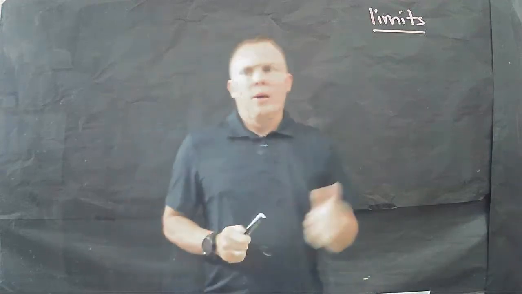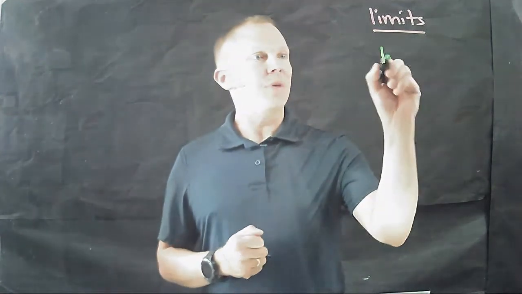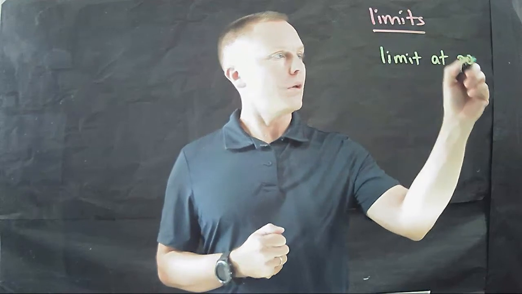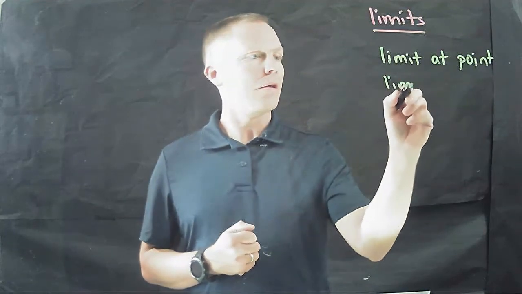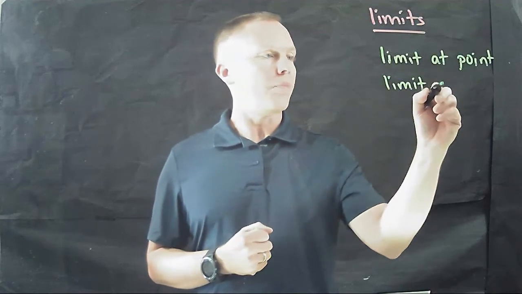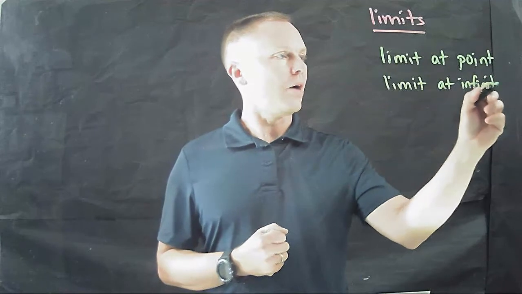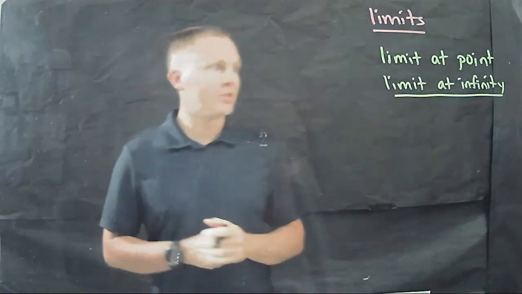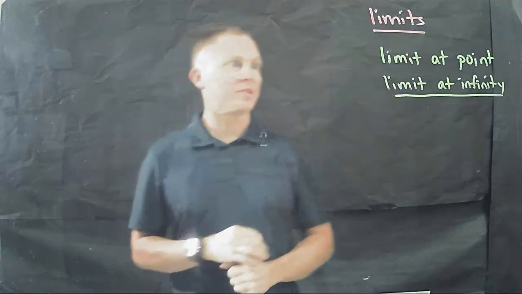So basically there are two types of limits that we're going to talk about. The limit at a point and the limit at infinity. We'll spend more time later on the infinite limits, but we're going to talk mainly about limits at a point right now.